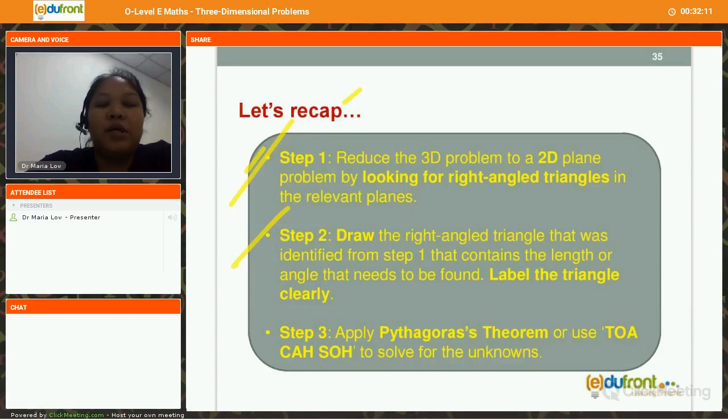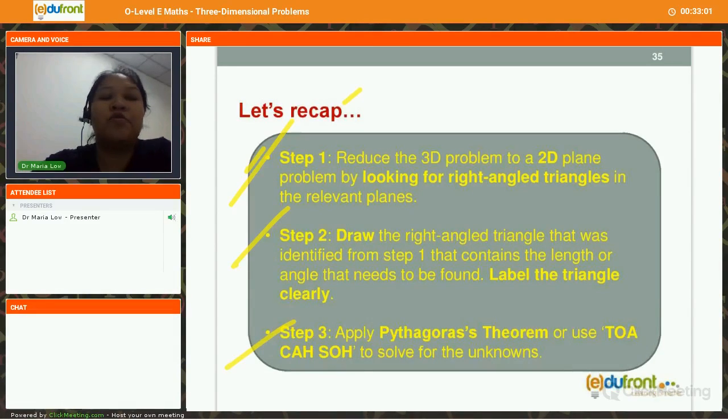Next one is step number 2. Step number 2 is after you have identified that right angle triangle in the plane that you are concerned with, you just need to redraw this right angle triangle and then put in the information that you are provided with. Because once you have put in the information for the right angle triangle, that should help you solve using Pythagoras theorem or trigonometry to solve for the unknowns. Okay, so these are the strategies to solve 3-dimensional problems in E-Math.